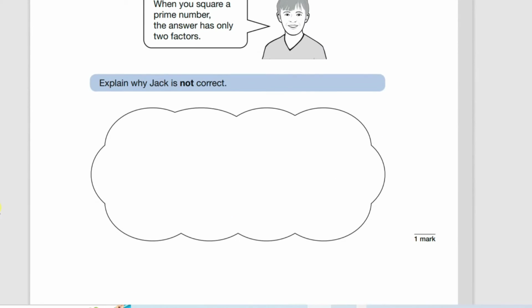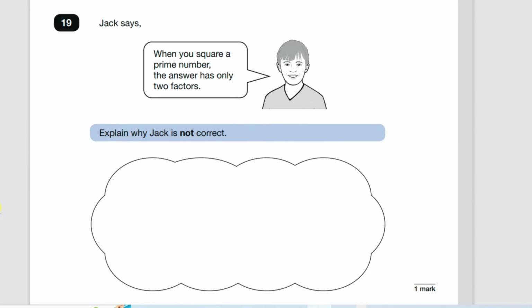Let's move on to the next one now, number 19. So Jack says, when you square a prime number, the answer only has 2 factors. Explain why Jack is not correct. So let's think of some prime numbers here. It always helps to think of some. So what are prime numbers? Prime numbers are numbers that only divide by themselves and 1.